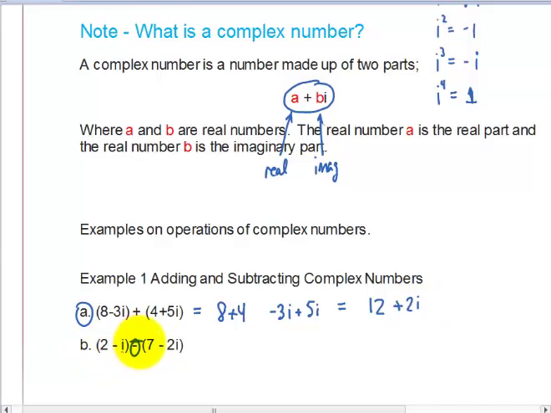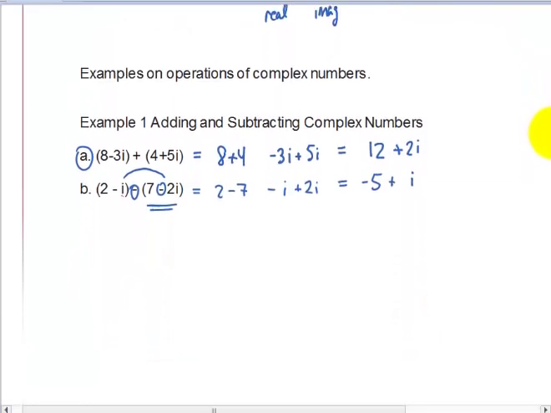On the next one, I have a subtraction. The only thing here to worry about is you have to make sure you distribute the negative to both parts of the complex number that you're subtracting. So we're going to keep the real parts together. I have 2 minus 7. We're going to keep the imaginary parts together. I have -i plus, because the negative and the negative make a positive, 2i. So my real part is going to be -5. My imaginary part is going to be a positive 1i. You don't need to put the 1 coefficient in front of the i. You could just put plus i.